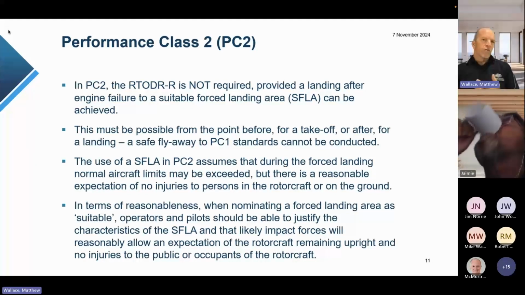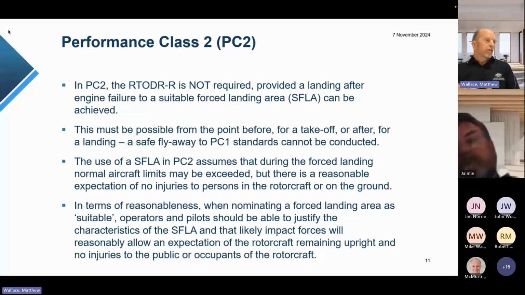And in those sort of terms, for PC2, we talk about the egg and the egg carton. We're saying, hey, PC1, look after the egg and the carton. And in PC2, we're saying, well, you might break the carton or you might bend the aircraft slightly, but it should remain upright and you're not going to hurt anybody on the ground or in the aircraft.